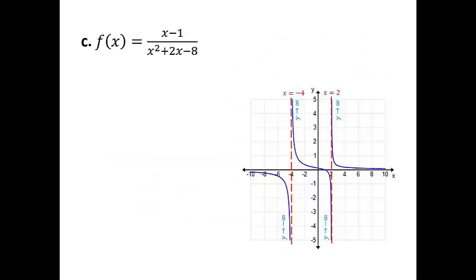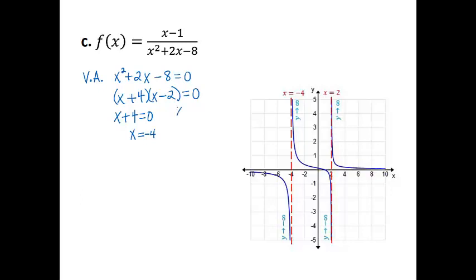Part C is f of x equals x minus 1 divided by x squared plus 2x minus 8. To find the vertical asymptotes, we have to set x squared plus 2x minus 8 equal to 0. Notice that this is a quadratic equation. To solve this, we're going to try factoring, and it does factor. If we look at the factors of 8 whose difference is 2, that would be a 4 and a 2. And the larger sign needs to be positive, and the smaller will be negative. So our asymptotes occur at x plus 4 equals 0, or x equals negative 4, or at x minus 2 equals 0, which is at x equals 2.